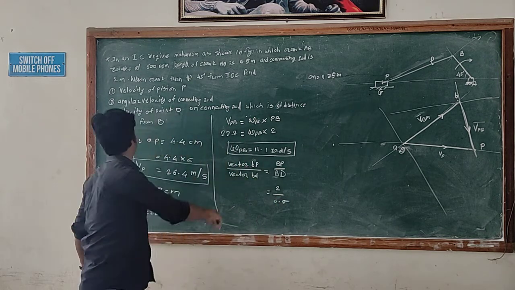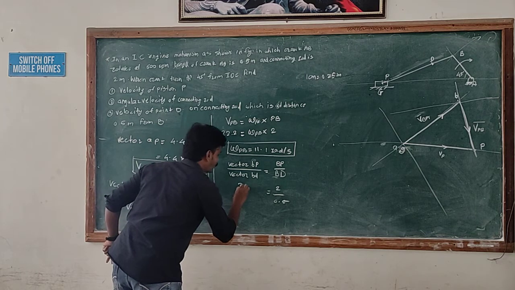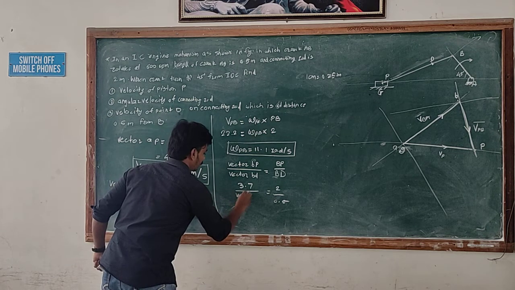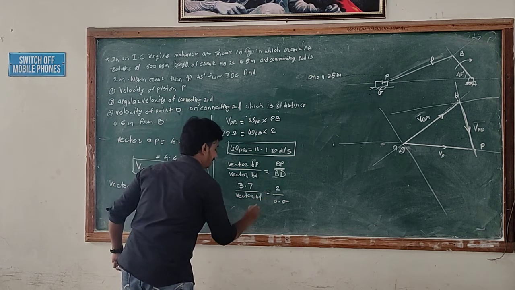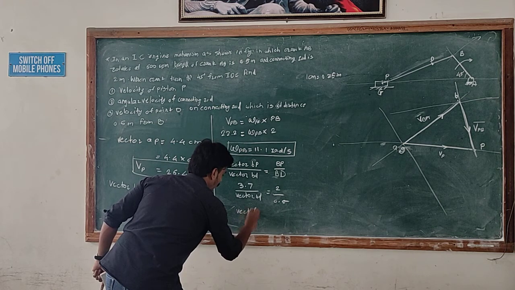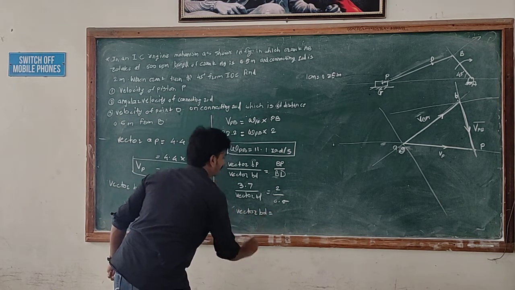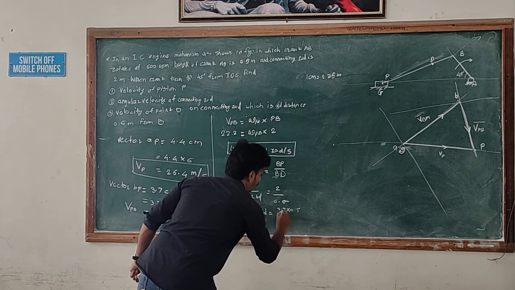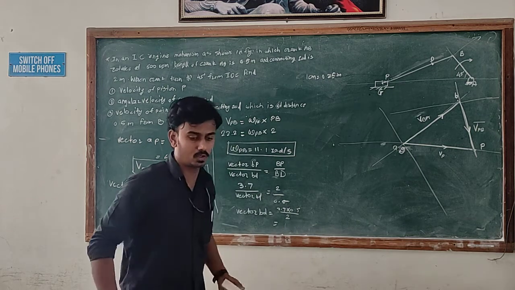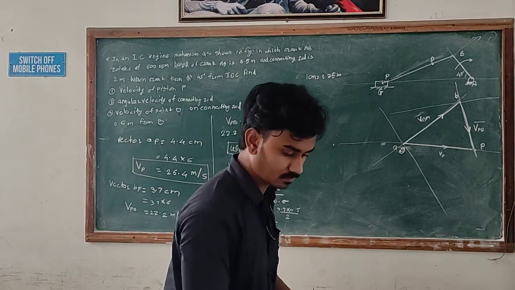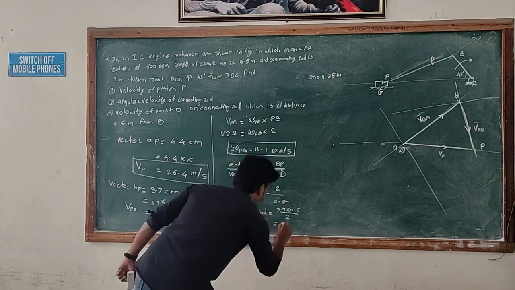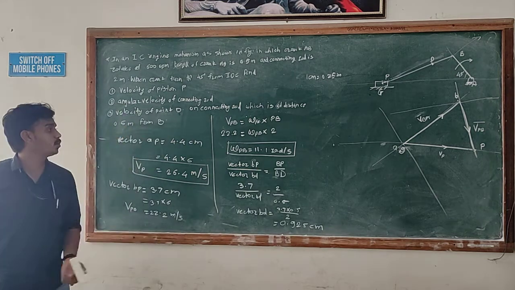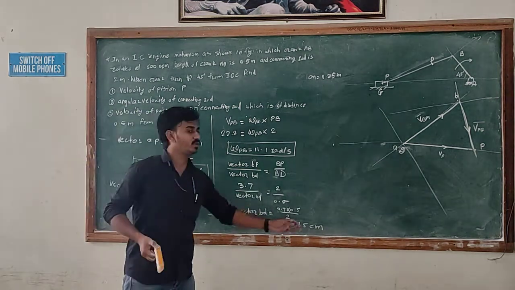The vector BP is 3.7 centimeter, and we will get the vector BD. If we solve it, vector BD is equal to 3.7 into 0.5 divided by 2, and it is equal to 0.925 centimeter. Vector BD is equal to 0.925 centimeter.